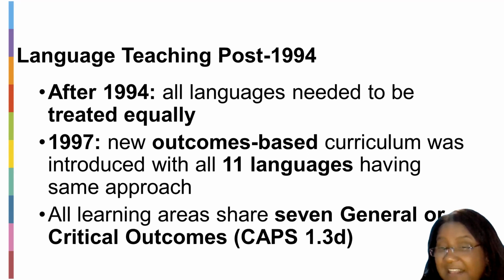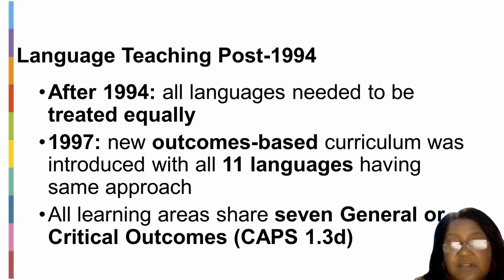Outcomes-based education. And then all learning areas share 7 general or critical outcomes. And these outcomes you'll find in the CAPS document 1.3.D. Okay, so if you want to go and look. So all learning areas share 7 general or critical outcomes and so forth. So let's move to the next one.